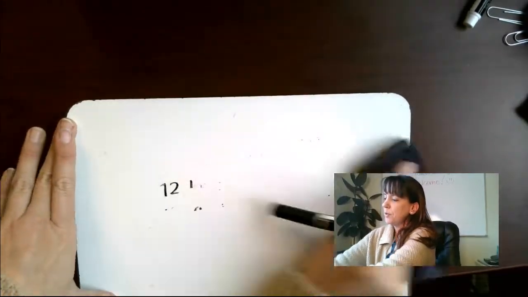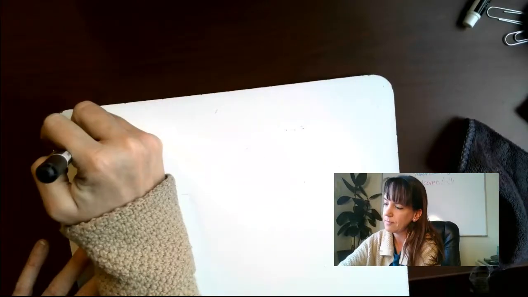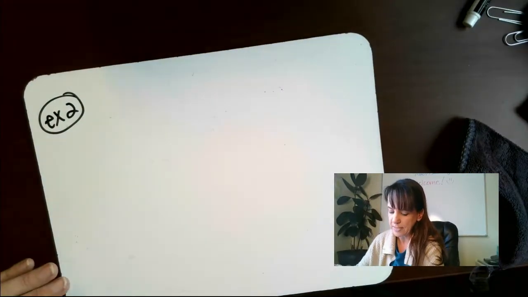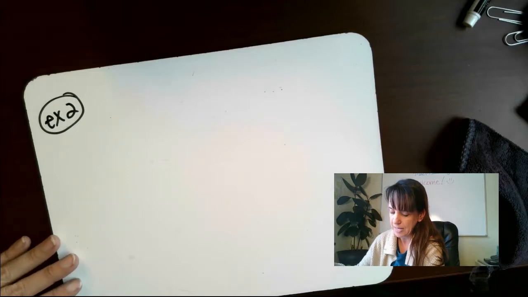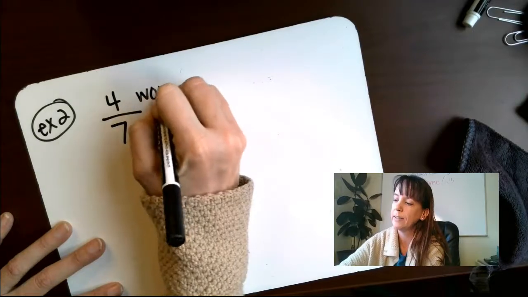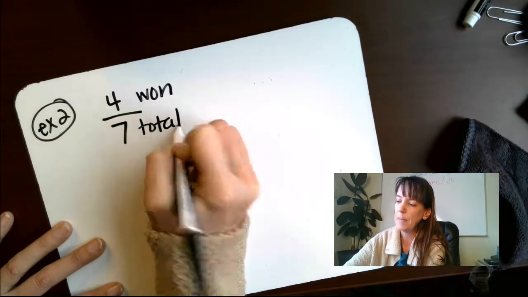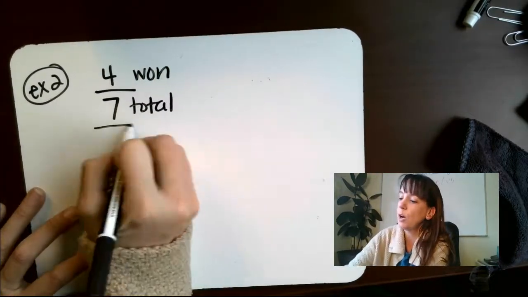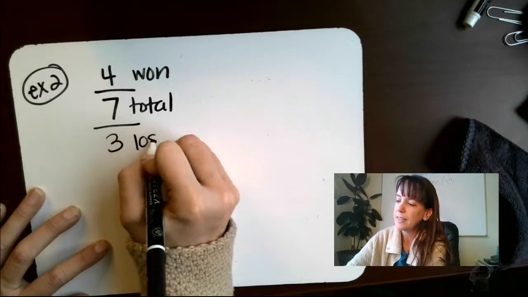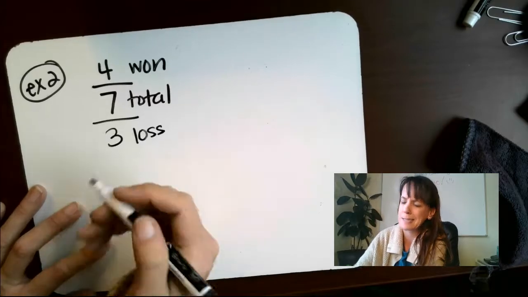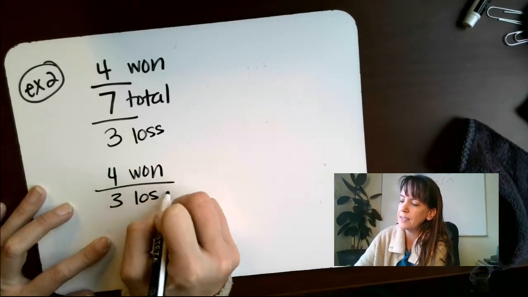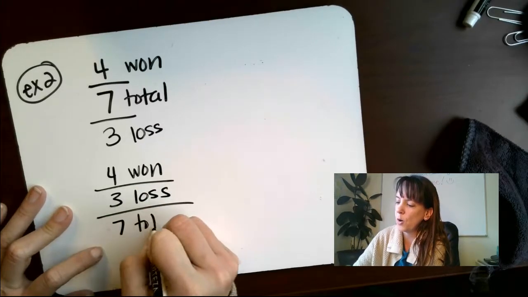Let's look at example number 2. The team won 4/7 of its games and lost the rest. That means 4 out of 7 they won. That's the total. How many did they lose then? Well, 4 plus what would give us 7? 3 losses. So the way we would really write this is kind of out of order: 4 won, 3 lost, 7 total.